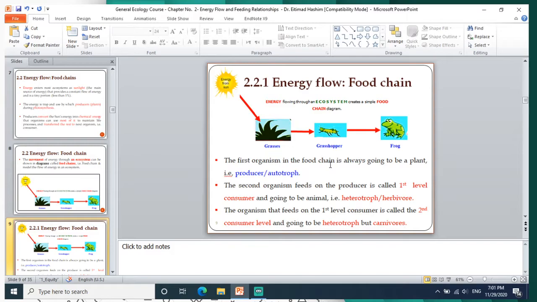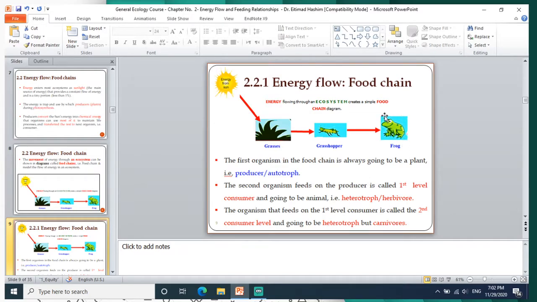So the first organism in the food chain is the plant, and here our example is the grass. So the grass, or this plant, is called a producer or autotroph, that makes its own food from sunlight and simple material. The second organism, the grasshopper, feeds on the grass and is called the first level consumer. The grass is a producer, that is why it's called autotroph. But this one is a consumer, the first level consumer, and it is called a heterotroph. Because it consumes only plants, it's called a herbivore. So the first animal, the second organism, is called a herbivore because it eats only grass.